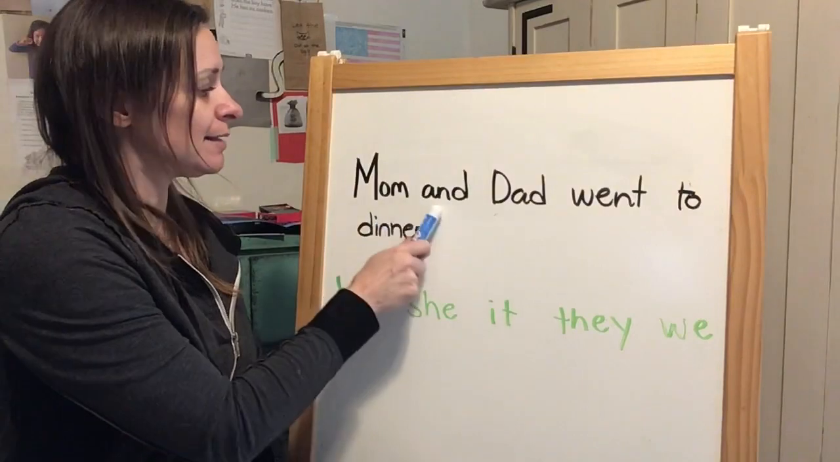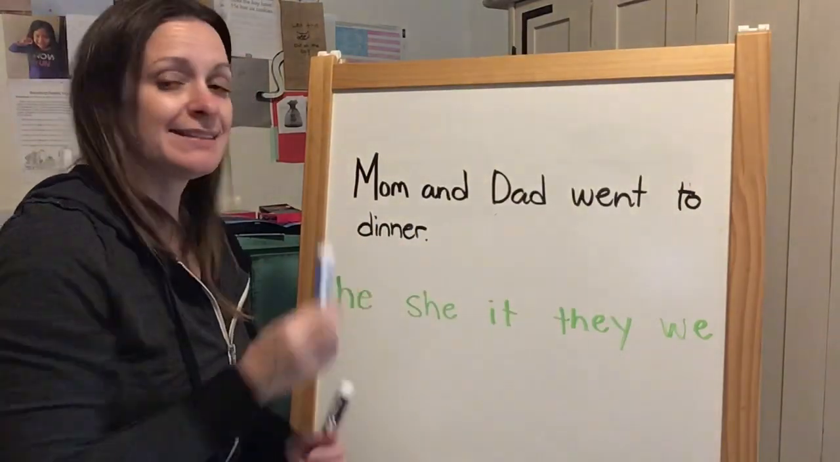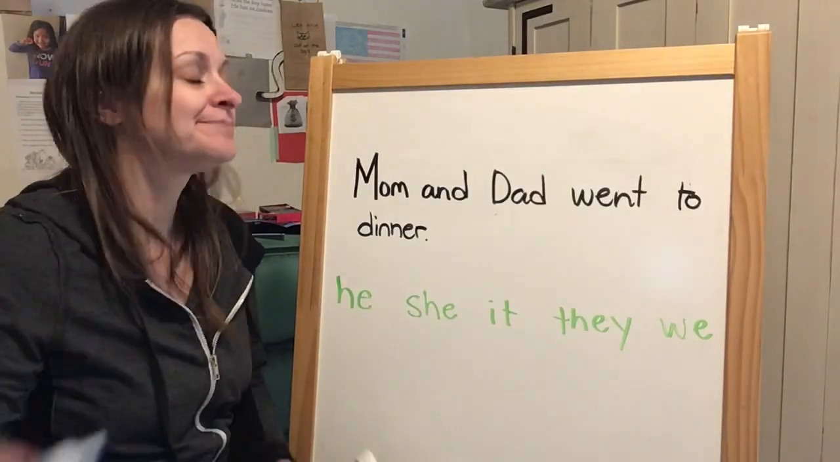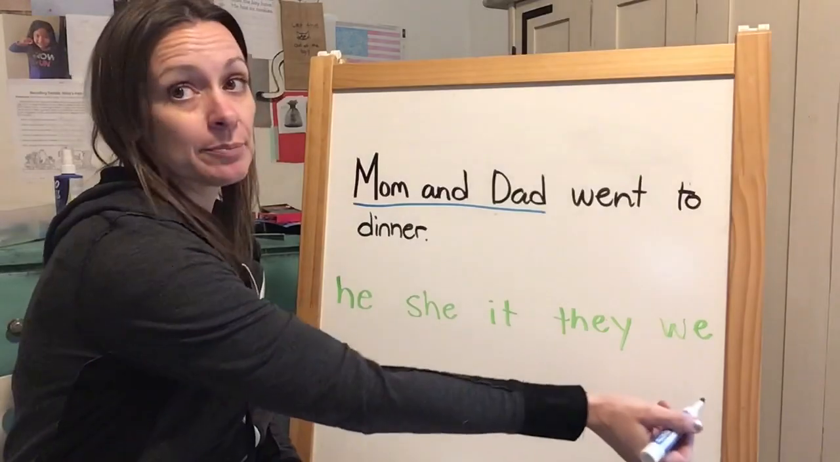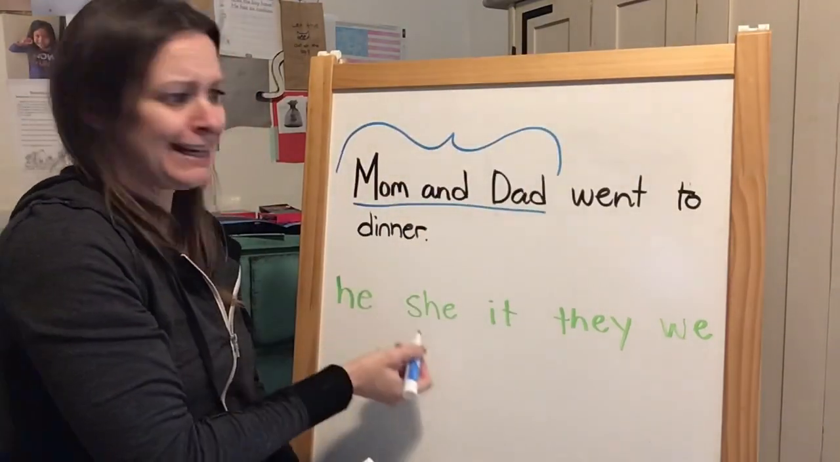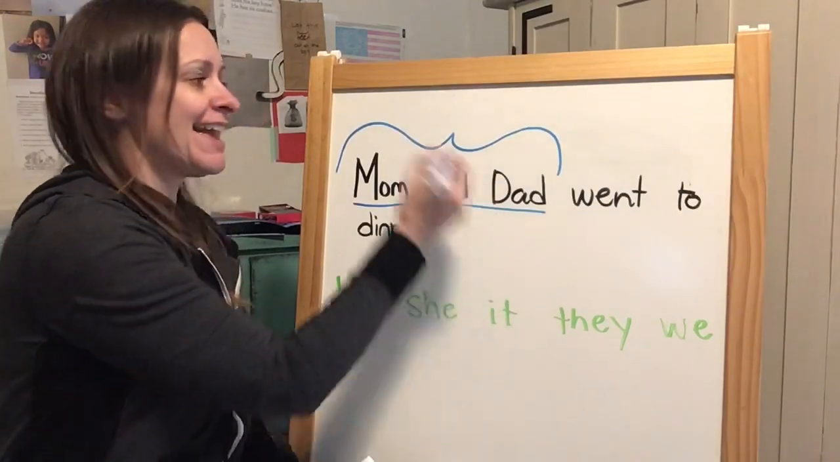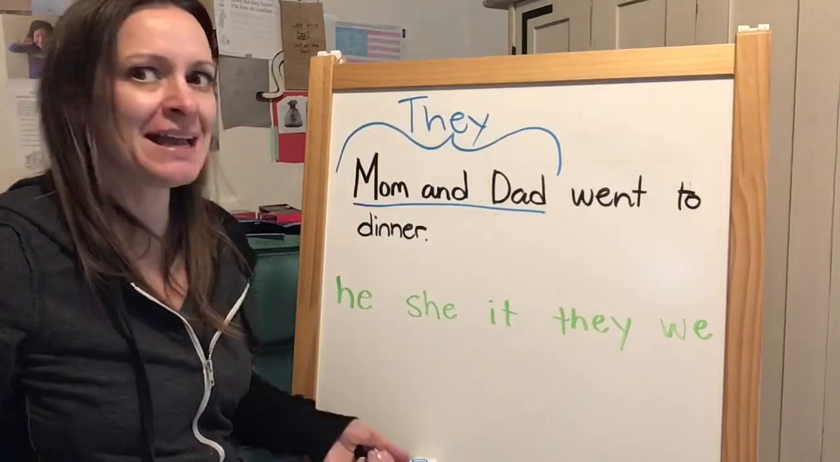Here's our next one. Let's read it together. Mom and Dad went to dinner. Who went to dinner? Mom and Dad. And which one of these pronouns can we replace mom and dad with? Not he, not she, not it, not... Oh! They went to dinner. Nice job. Are we getting pronouns?